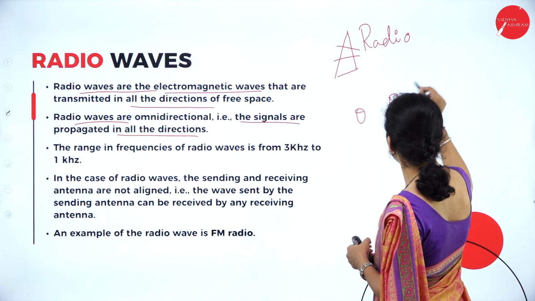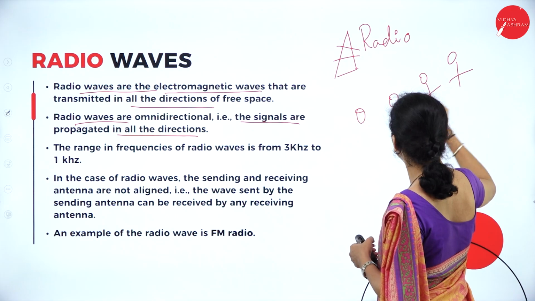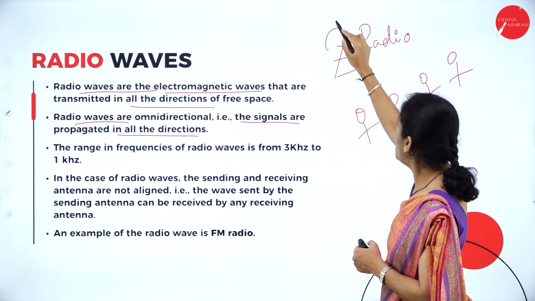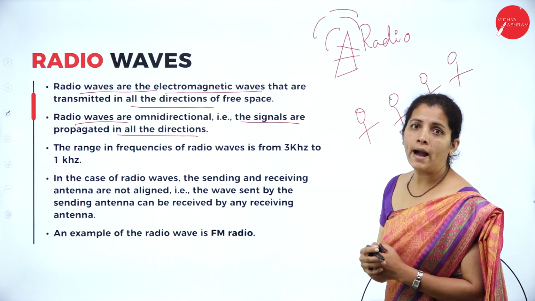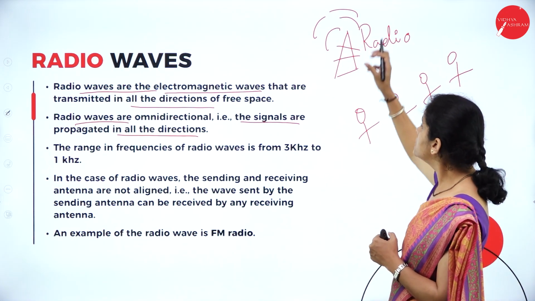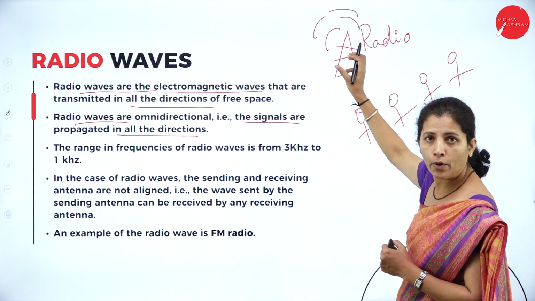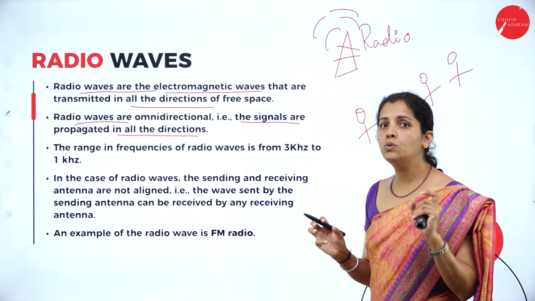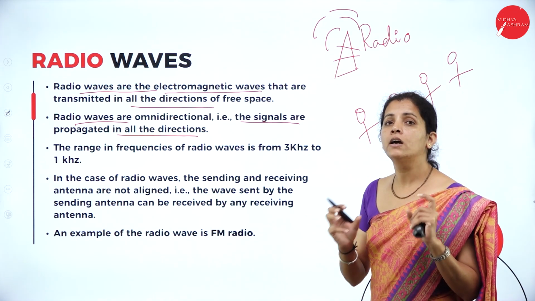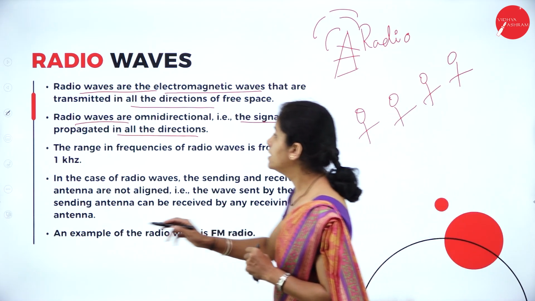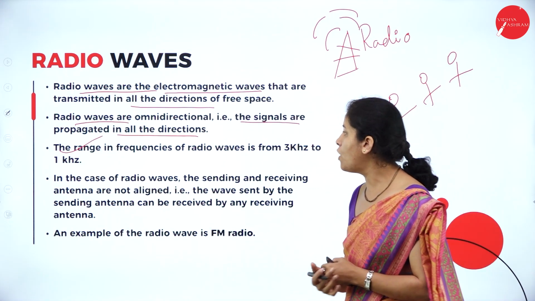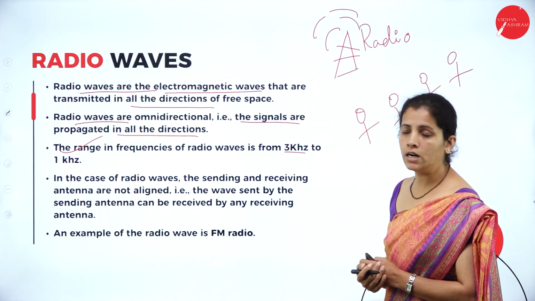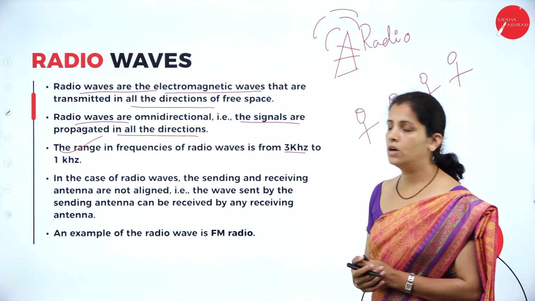I am going to have n number of users, and all the electromagnetic waves or signals are propagated in all directions so that all the users are able to get the radio station. The range of frequency of radio waves is from 3 kilohertz to 1 gigahertz.